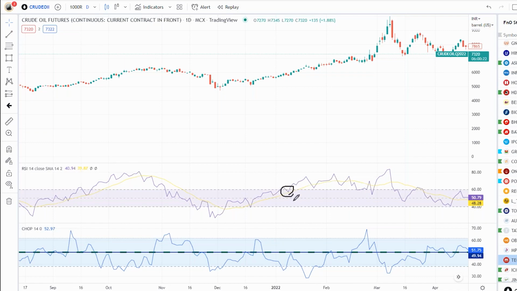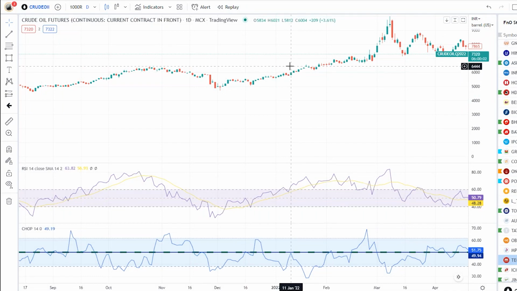So here it goes above 60. Here it takes a resistance from 50. So a very strong trend is coming up. That means somewhere here is the trend that I can expect. So let me just mark it for you. This is the place, here at this place, right?